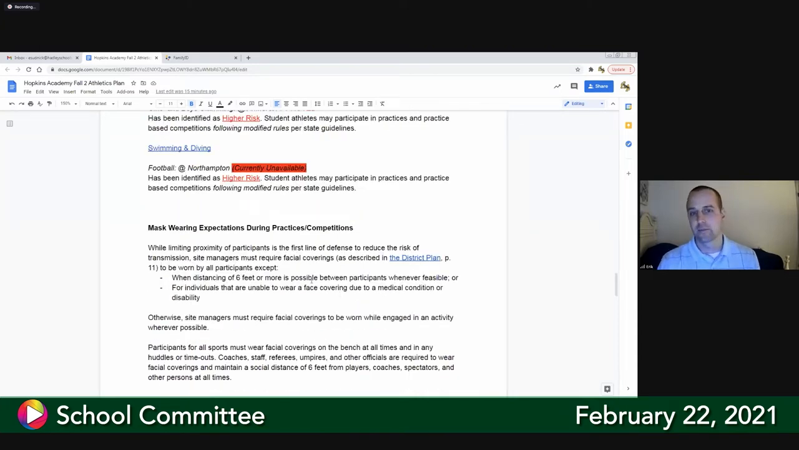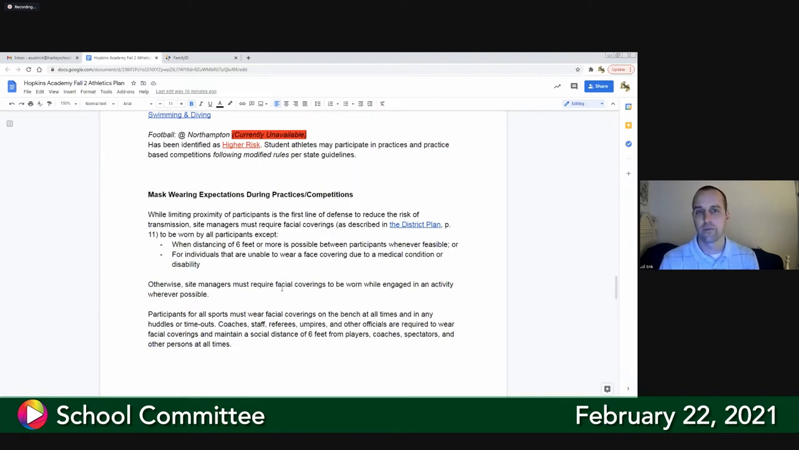Mask wearing expectations are the same as during the winter update that I gave everyone, where everyone's required to wear masks at all times, unless there's a good amount of distance between you and you are outside. For the most part, students are going to be required to wear the masks at all times during all parts of practice, unless they're extremely distant in a designated area.